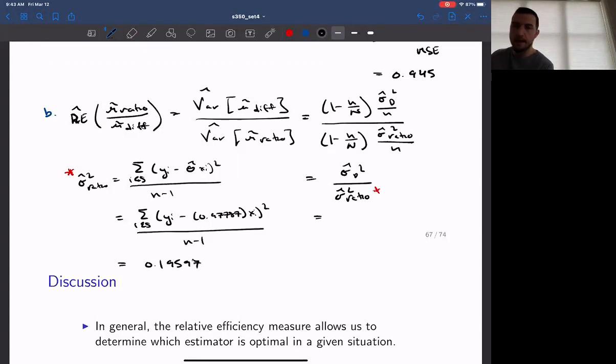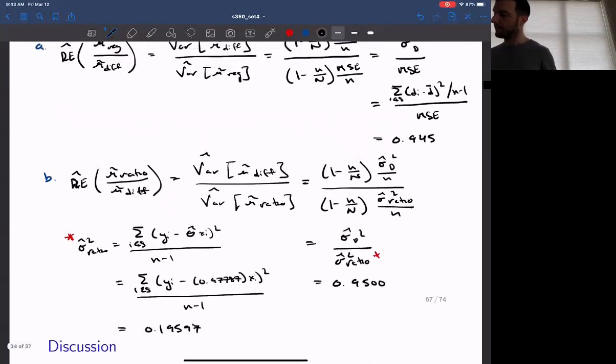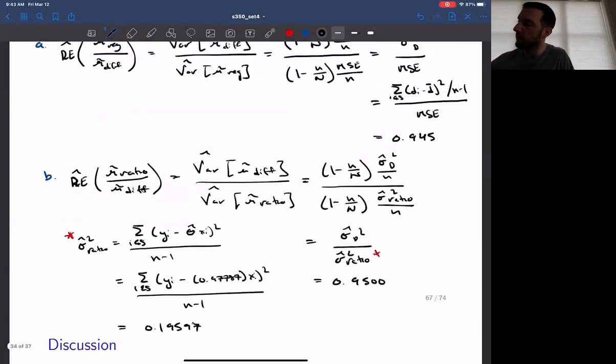Okay, and then if we compare that to the variance of the difference, we get 0.9500. And that feels like a very reasonable result because you can see that the ratio and the regression estimates are actually very close to each other when compared to the difference estimation, which I always find to be kind of a validation of what's actually happening.